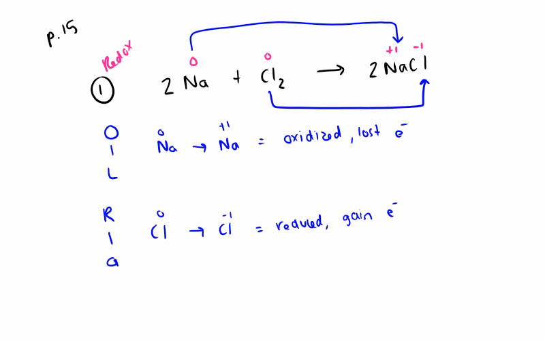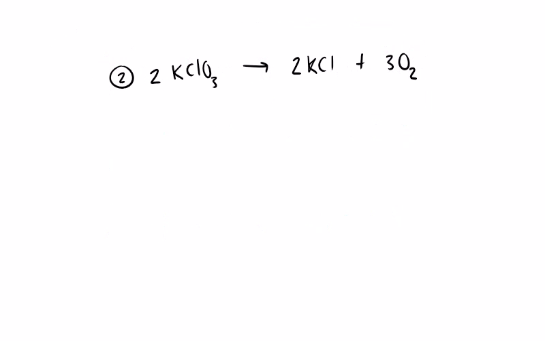Okay, let's look at another example. Let's look at number 2. On this one, 2KClO3, I'm going to find my oxidation states here. Oxygen is -2 times 3 is -6. +1 times 1 is +1. So this right now, remember, is our scratch work.